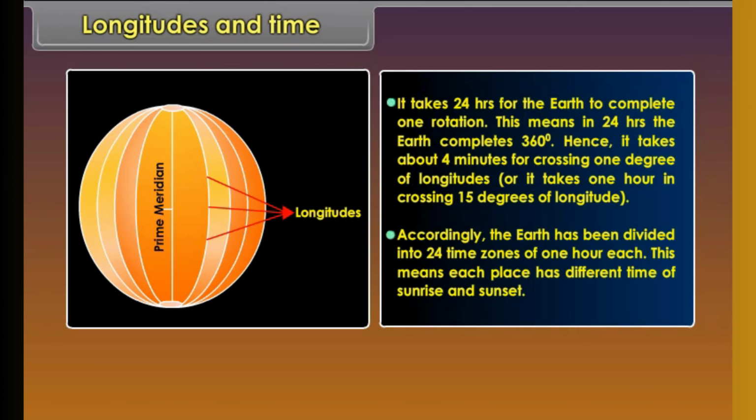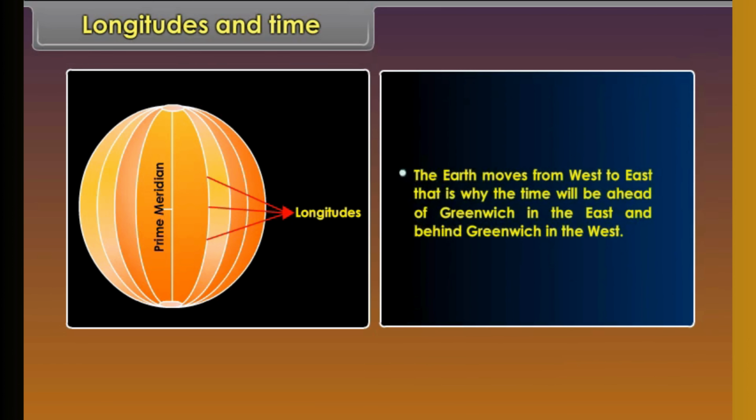This means each place has different time of sunrise and sunset. The Earth moves from west to east. That is why the time will be ahead of Greenwich in the east and behind Greenwich in the west.